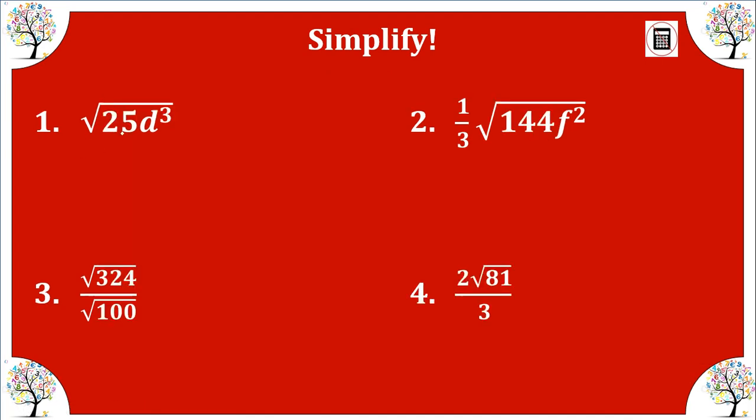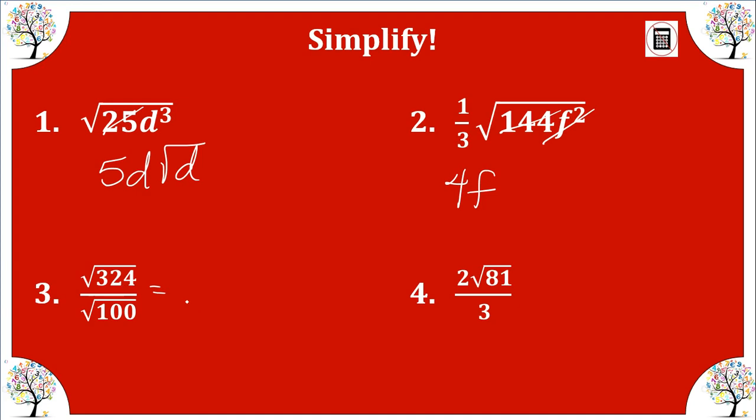Okay, let's simplify here. The square root of 25 is 5. The square root of d to the third is going to be d, and we have 1 d left. Number 2, 144 is perfect. It is 12. The square root of 144 is 12. 12 times 1/3 means I'm dividing by 3, which is 4. The square root of f squared is f. No radical.